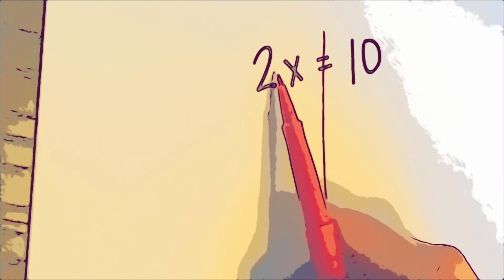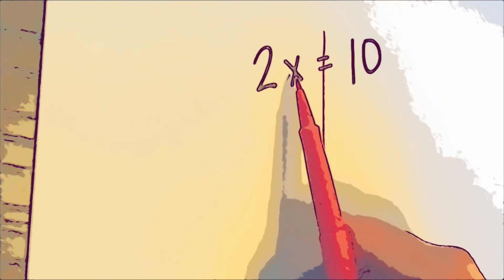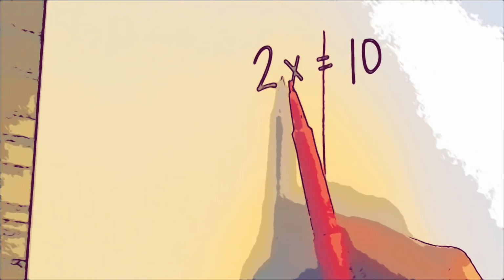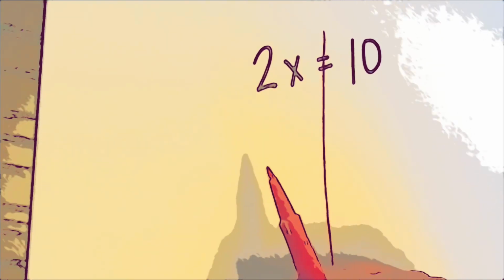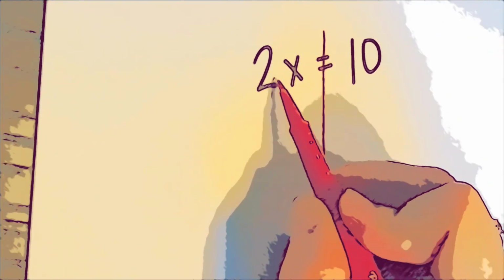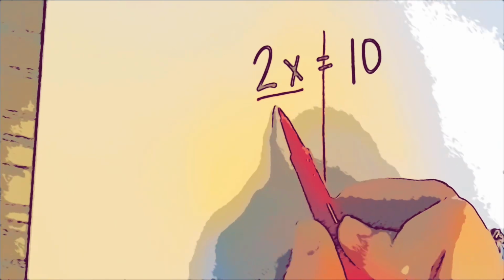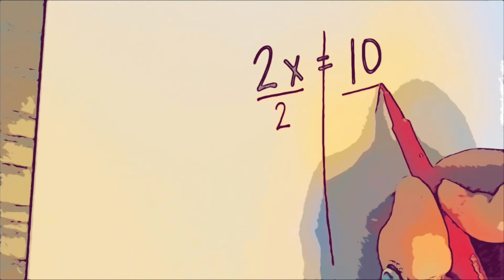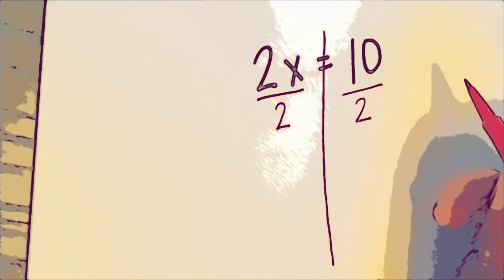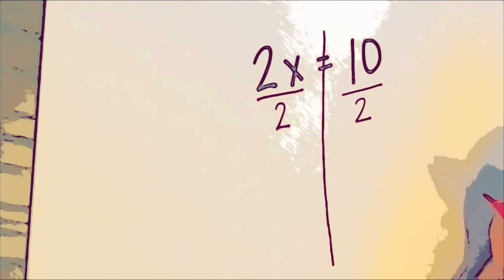See that right there? When you have a number and a letter right next to each other, that's a multiplication. So in this case, x is being multiplied by 2. The opposite of multiplying x by 2 would be to divide it by 2. And if I divide this side by 2, I'm going to divide this side by 2, because remember, this side is equal to that side.